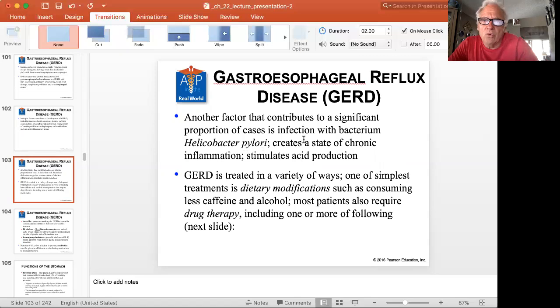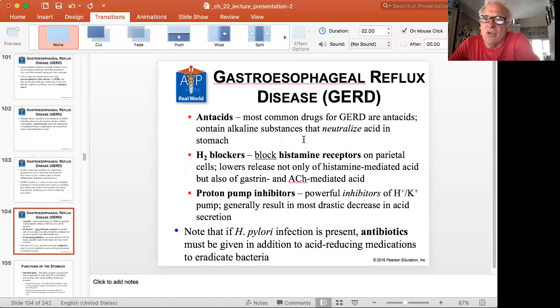You could use, let's take a look at antacids. Well, that's going to neutralize the acidic environment of the stomach. H2 blockers block histamine receptors. Remember back then, histamine increases hydrogen ion concentrations. So if you block the histamine, you're going to block the production of hydrogen ions, not lower the pH, raise the pH, making it less acidic.